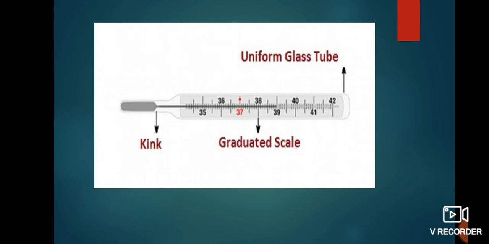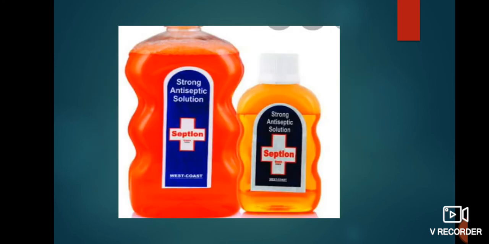While using the clinical thermometer to measure the human body temperature, some measures must be followed to ensure proper reading of temperature. First, wash the thermometer properly with an antiseptic solution or with water. Hold it firmly and give a few jerks which will bring the level of mercury down below 35 degrees Celsius.